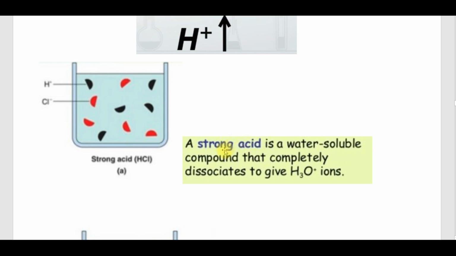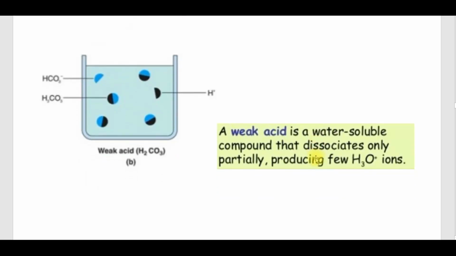So what does a strong acid mean? A strong acid is a water soluble compound that completely dissociates to give H3O plus ions. Here the condition is that a strong acid is a water soluble compound. The next is the weak acid.